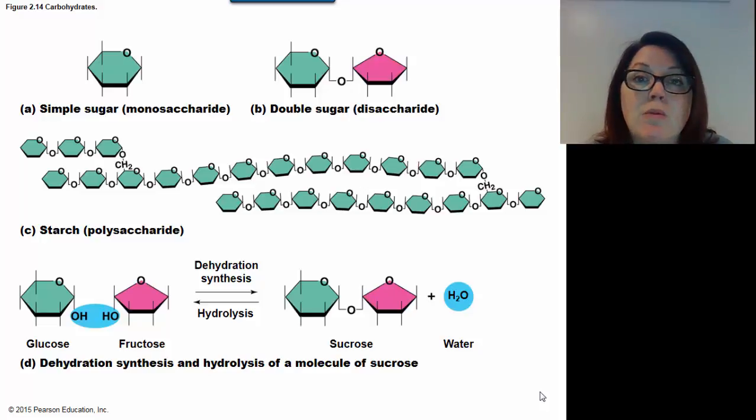So first we'll talk about carbohydrates. Carbo means carbon and hydrate means oxygen and hydrogen. So carbohydrates happen to be biological molecules that contain lots of carbon, hydrogen, and oxygen.